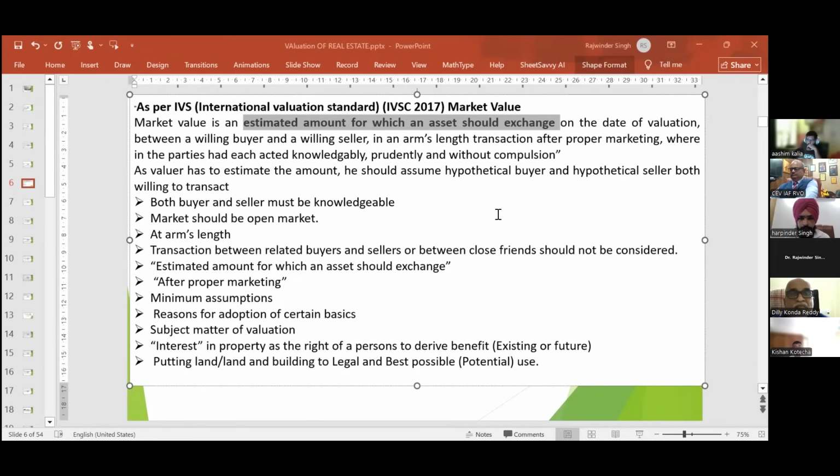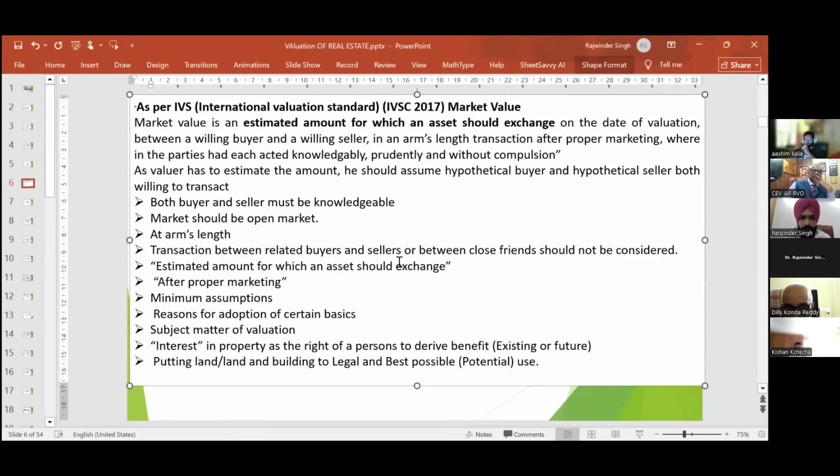So the first thing is estimated amount for which an asset should exchange. It means that it is an estimate which a valuer has estimated on the basis of his knowledge, his experience, and after applying all these things. So it is not the actual value, because it depends upon person to person. Utility: a property may be more useful for me than for Mr. Ashim Kalia. I will be ready to pay more for that.